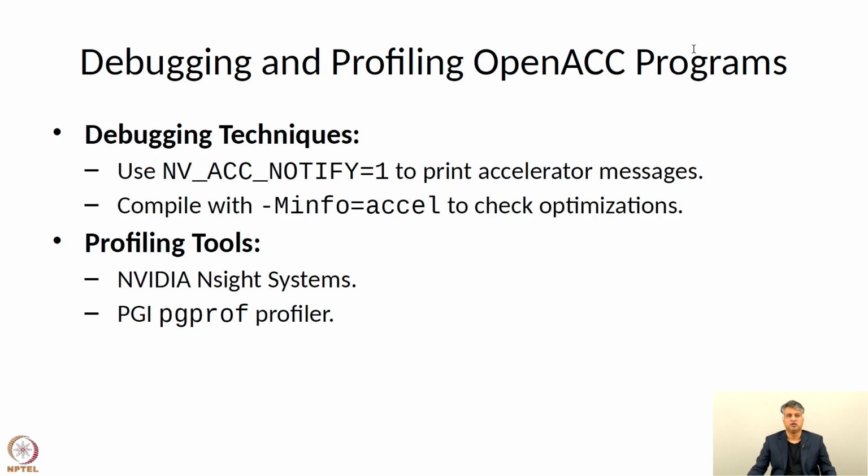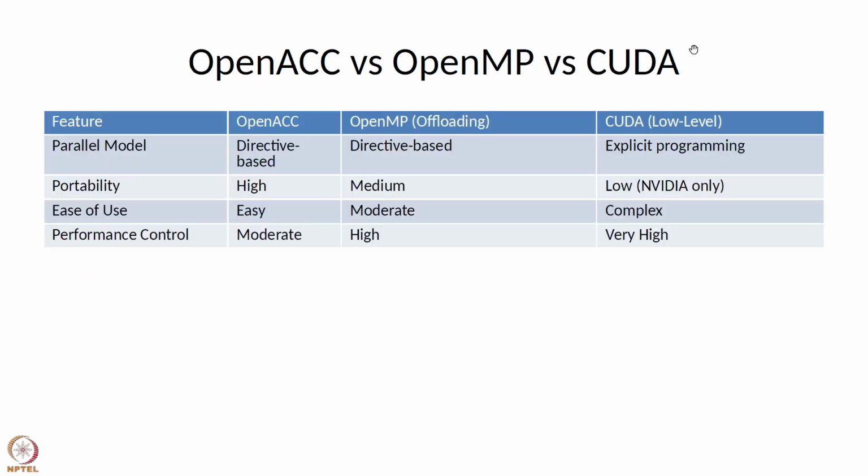We can use debugging techniques by using flags like NV ACC notify to print the accelerator messages to see exactly what is happening and what sort of device code has actually been generated. We can also use the minfo flag to look at optimizations, to see what optimizations are being done automatically by the compiler.